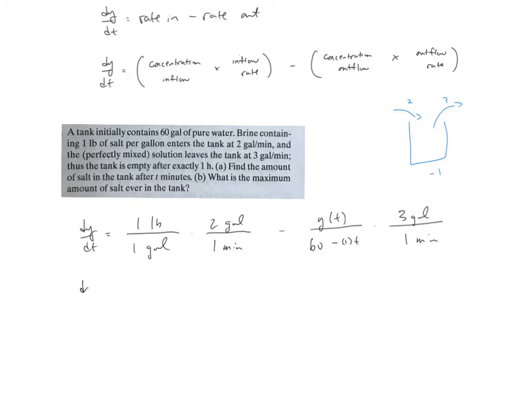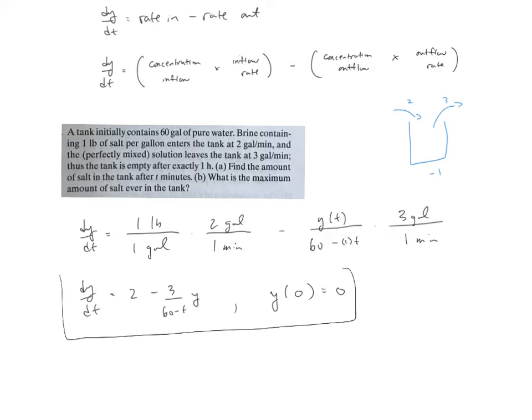Now, I'm going to clean this up a little bit. I'm going to call this dy/dt equals 2 minus 3 over 60 minus t times y. And I'm also going to put in the initial condition. The initial condition is y of something equals something. Well, the tank initially contains 60 gallons of pure water. And if you remember, we defined y of t as the amount of salt in the tank at time t. So at time 0, we have 0 salt in the tank. So this is a general setup now for our word problem.